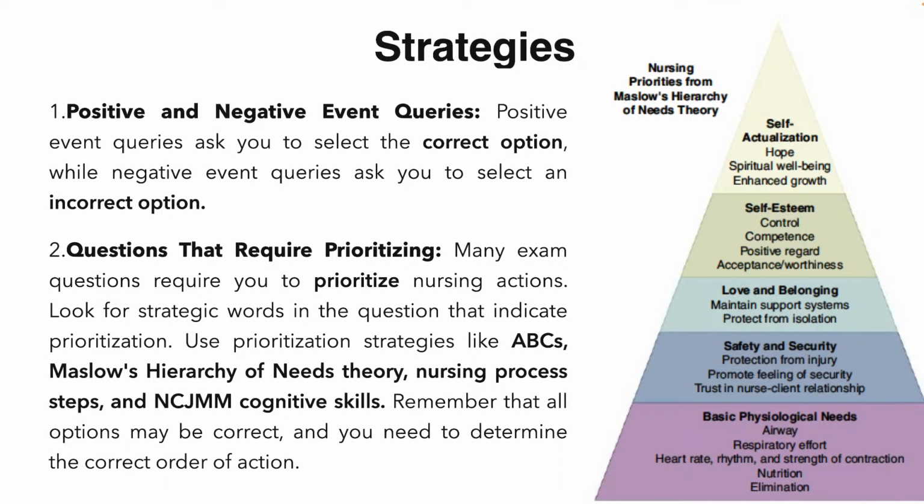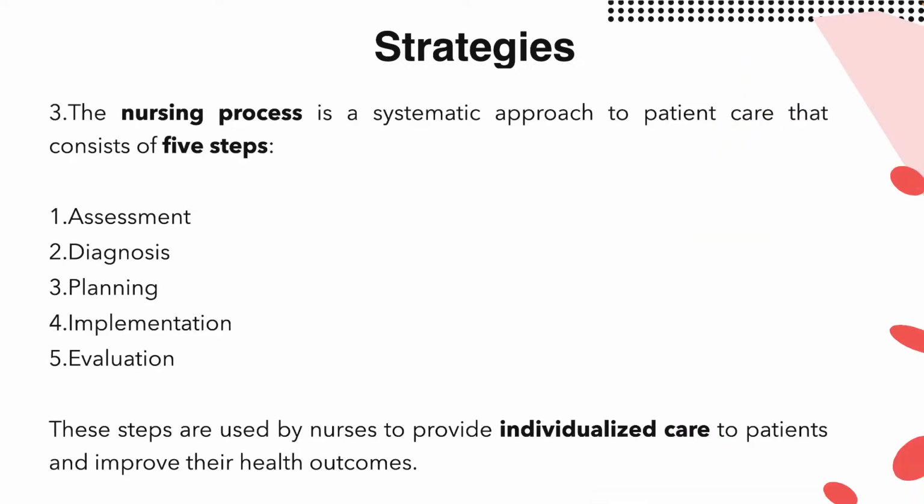All right, so for prioritizing questions, you can use your ABCs, you can use Maslow's, and you can use the clinical judgment measurement cognitive skills, okay? Remember, sometimes all the options may be correct, but you need to determine the correct order of action, okay? So this is why using these tools will make answering these questions a lot easier, all right?